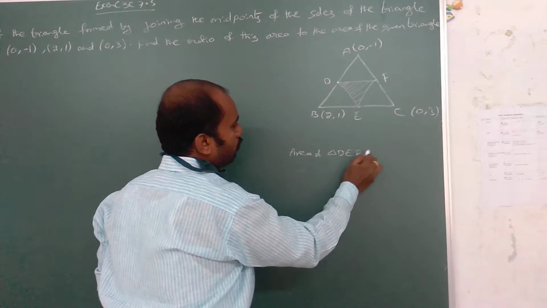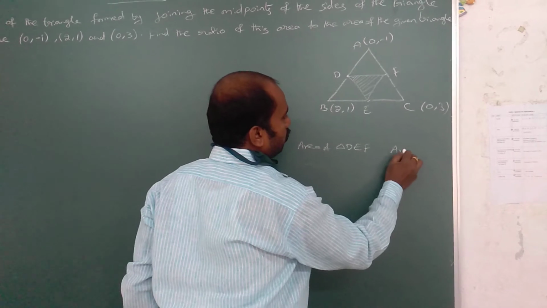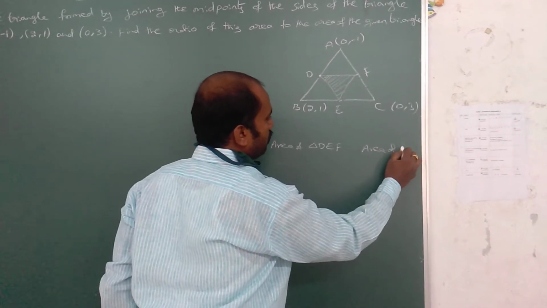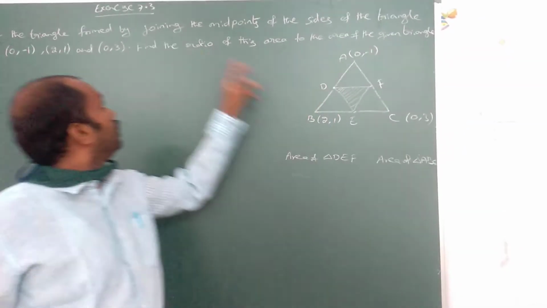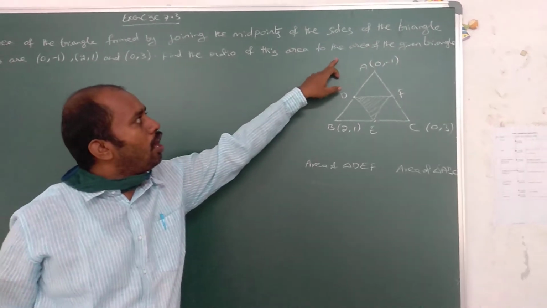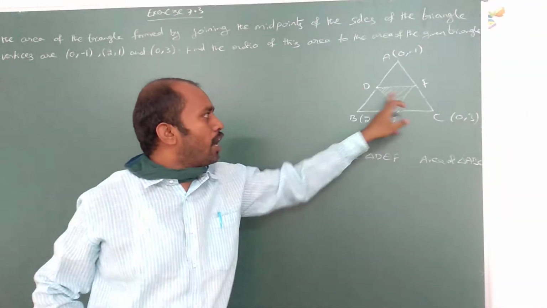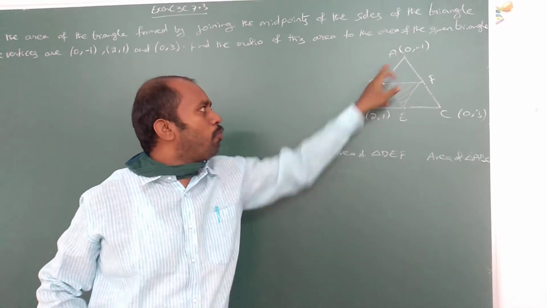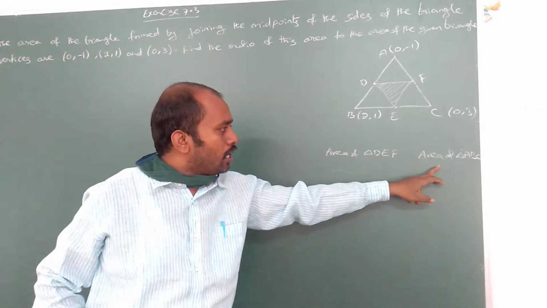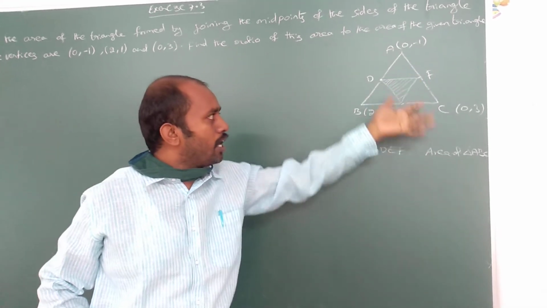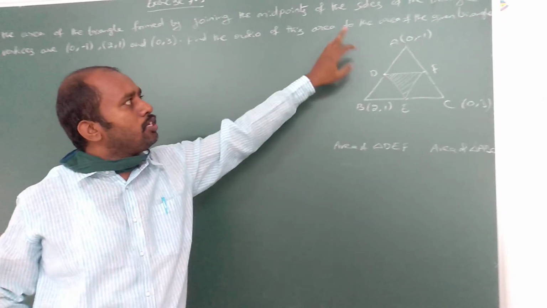The area of triangle DEF, and the first given triangle is there, that is the area of triangle ABC. We find these two triangles' areas and their ratio. We are asked to find the ratio of this area to the area of the given triangle. The given triangle is ABC. Now we find the new triangle DEF, obtained from the midpoints of the sides. So we find the area of triangle DEF and the area of triangle ABC, the ratio of the areas of the two triangles.